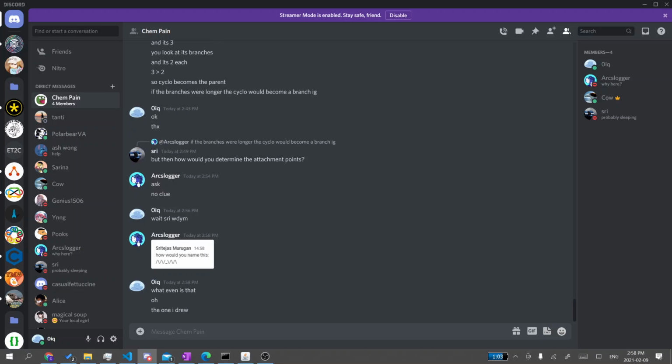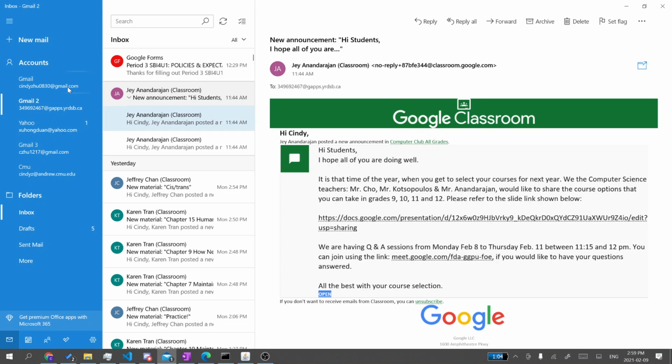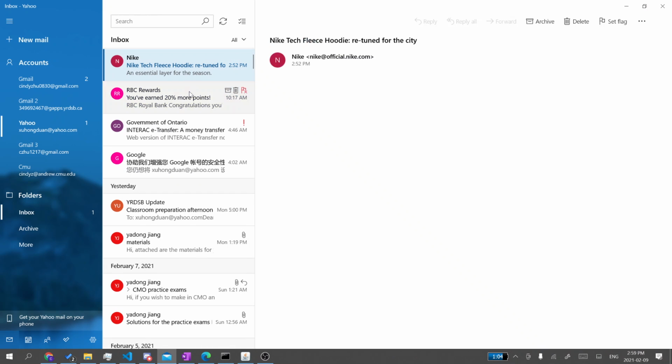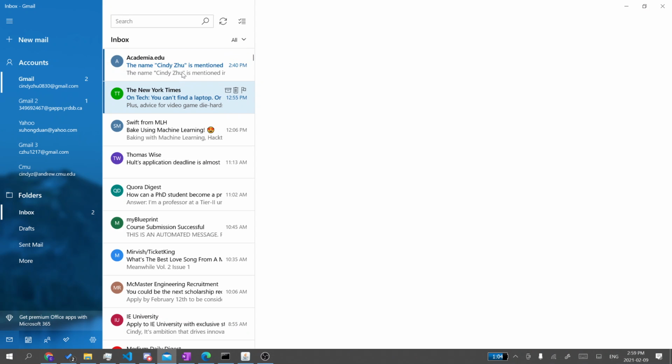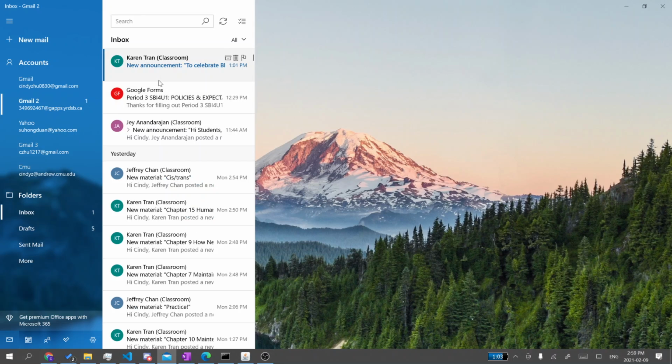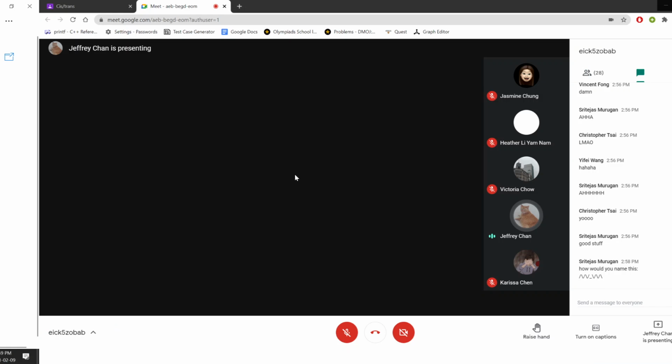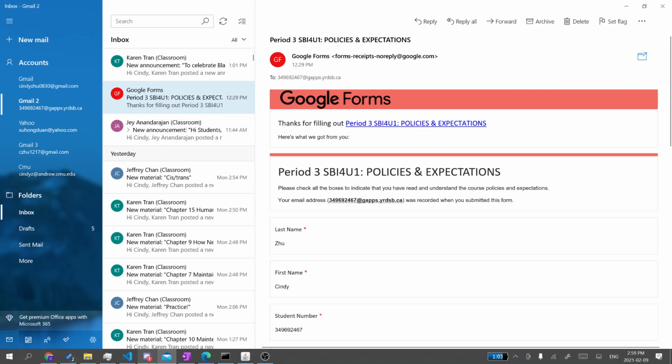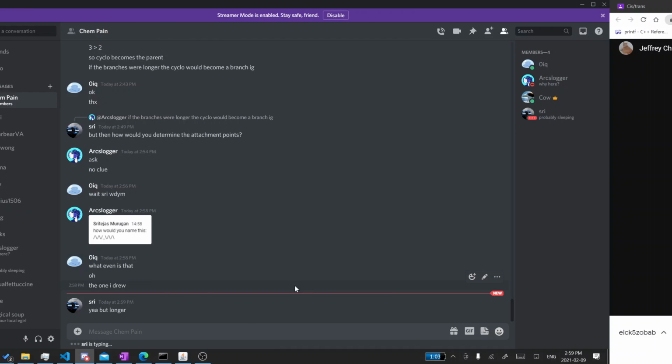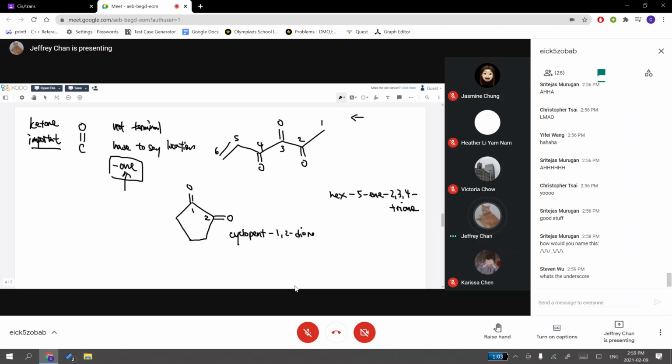That means I can also have a cyclo compound, and this can only be a ketone because there's no end, there's no terminus. So when I have something like this, it is still a ketone, and this would be 1, 2. So this would be cyclopent-1,2-dione. So that's what it is.